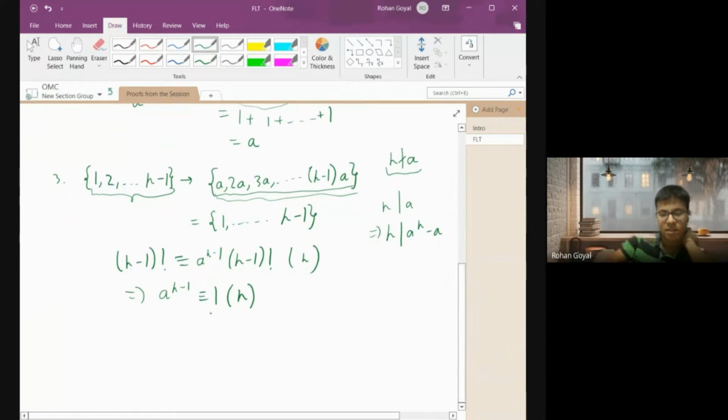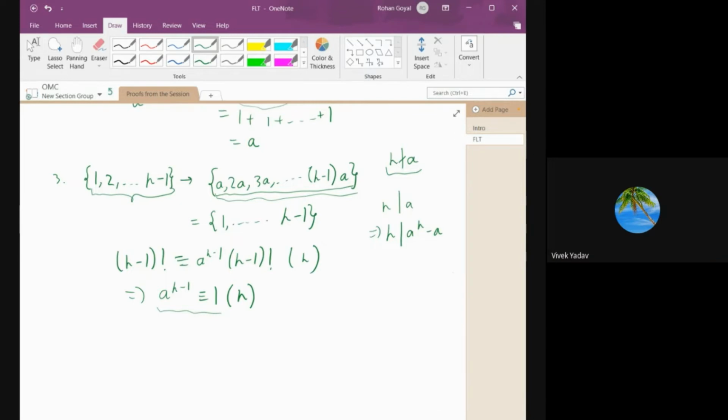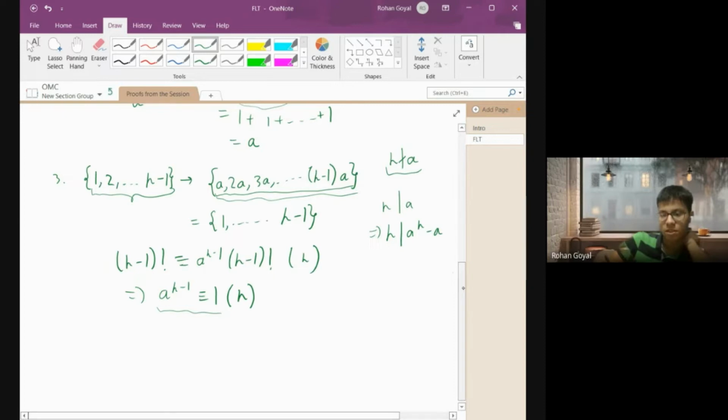So if you get this, then you can just multiply with a, and you'll get the desired result. Okay. Any doubts so far? You can ask and I can repeat. How did you solve that proof 2? How did I do the second proof?